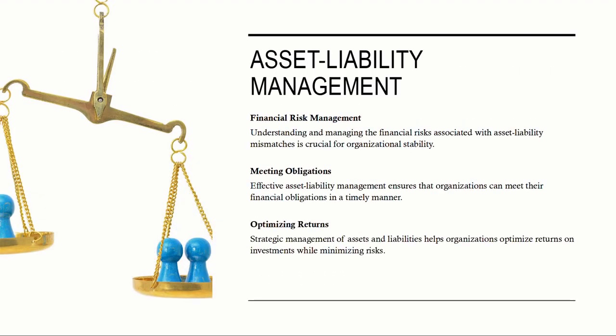Asset liability management, financial risk management. Understanding and managing financial risks associated with asset liability mismatches is crucial for organizational stability. Meeting obligations. Effective asset liability management ensures that organizations can meet their financial obligations in a timely manner. Optimizing returns. Strategic management of assets and liabilities helps organizations optimize returns on investments while minimizing risks.